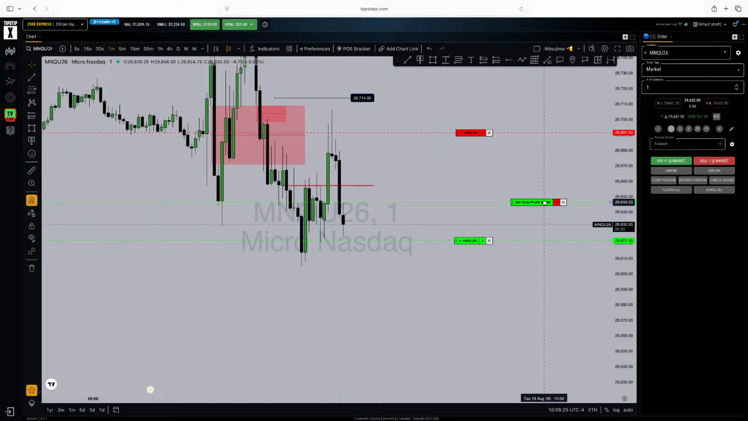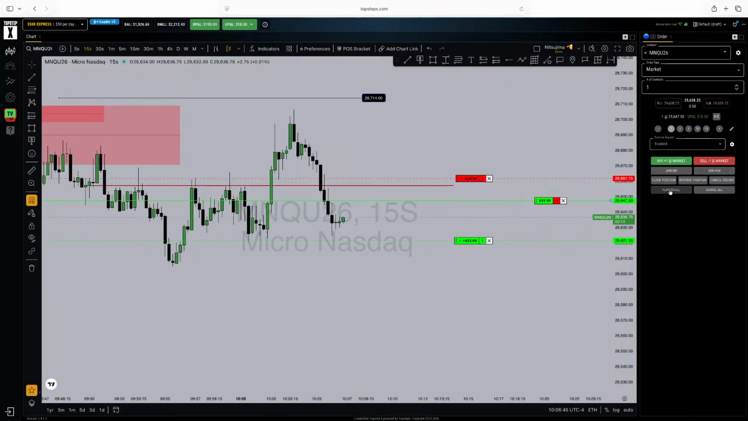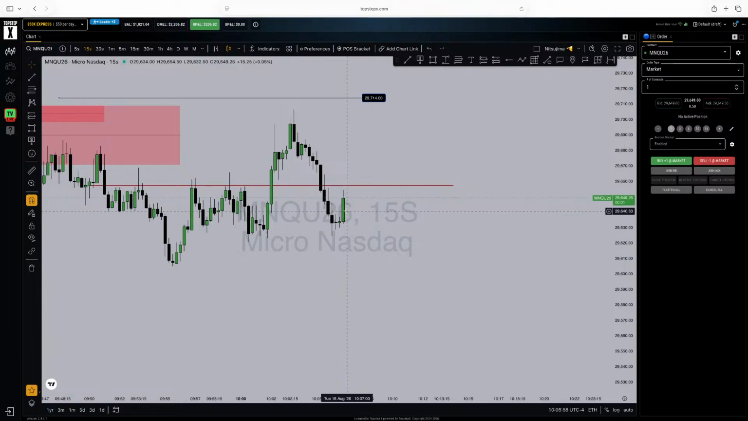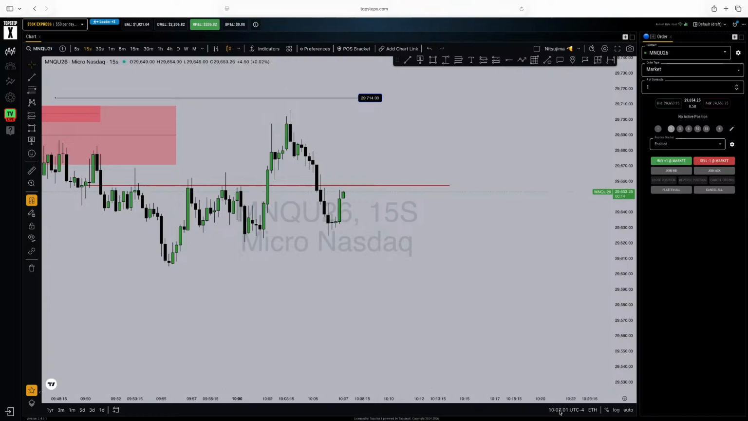All right, I'm going to put this stop to not break even, but right there. Order filled. Ooh, gotta be quick on that draw. So look, I closed that out manually, and then it came up here. So 10:07.